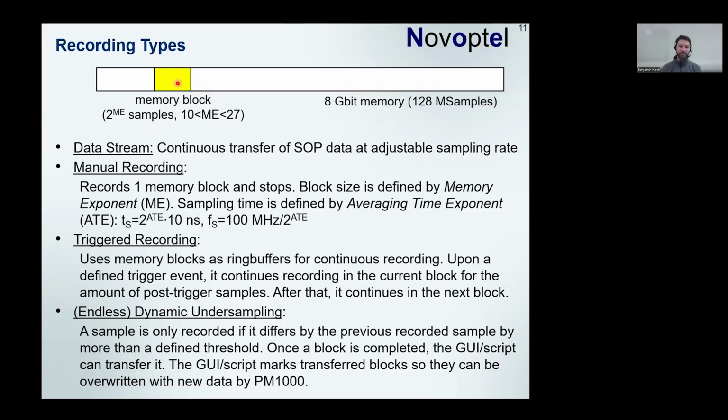Then there are some recording types which use the memory of the polarimeter as a buffer memory. The buffer is divided into memory blocks. The block size is defined by the ME, memory exponent. So with a memory exponent of 10, you would have a block size of 1024 samples. In the easiest recording type, you just press a recording button in the GUI or start it with a script, and the polarimeter will record one block and then transfer it to your PC, and you can analyze what happened in this block.